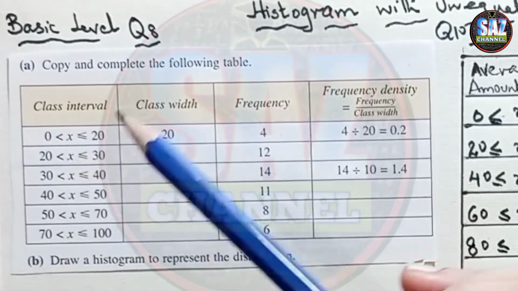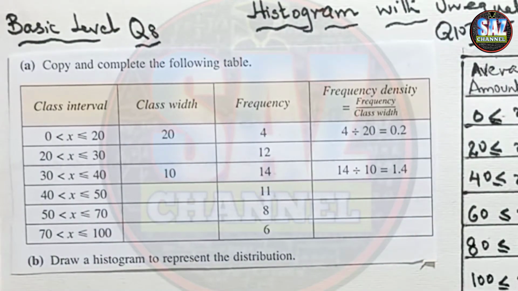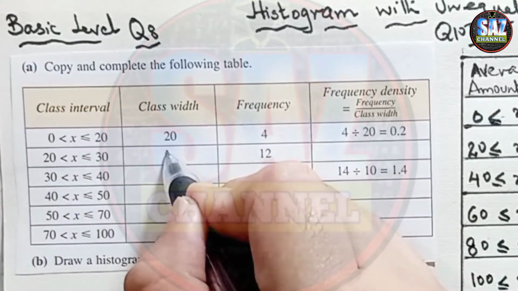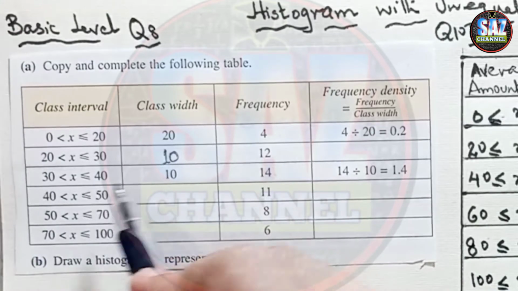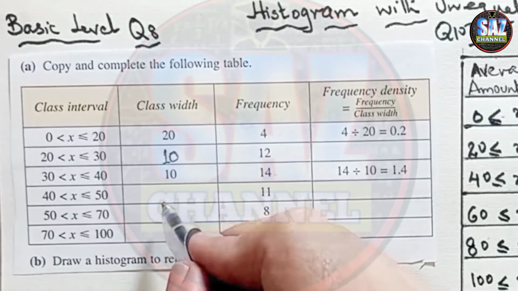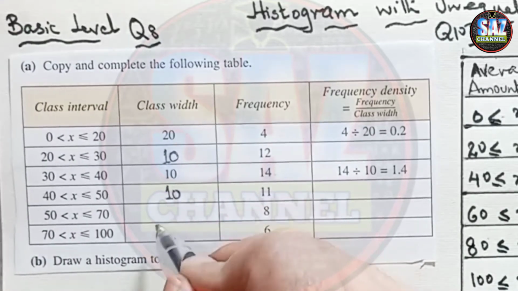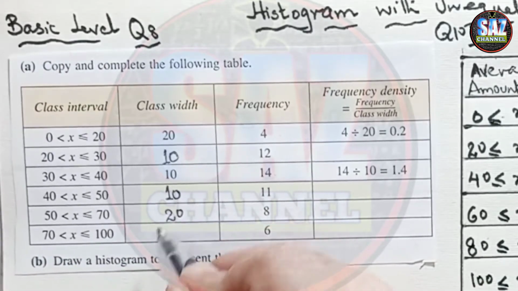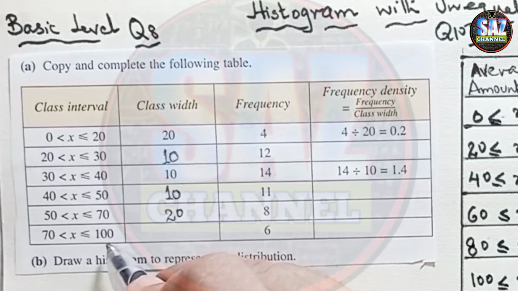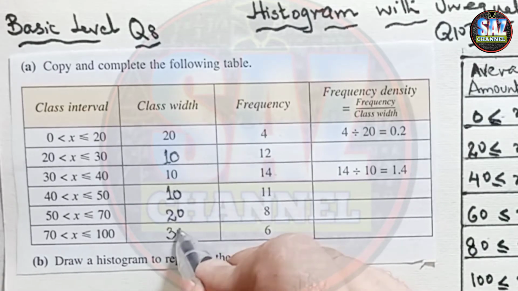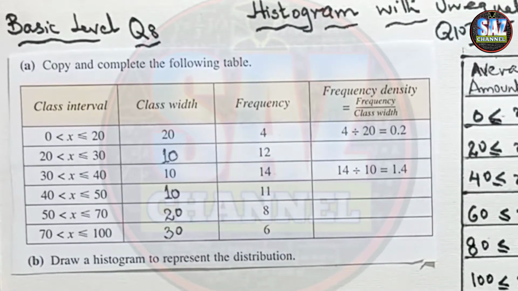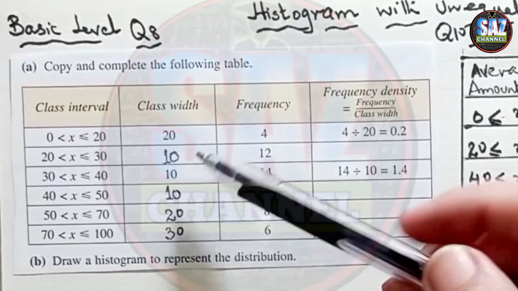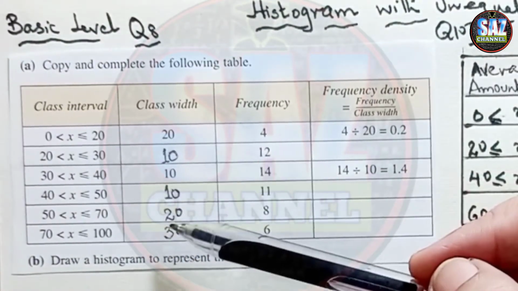From 20 to 30, the class width is 10. And then for the next class, the class width is already given. 40 to 50, the class width is 10. 50 to 70, 7 minus 5 is 2, this is 20. And 70 to 100, the class width is 30 given. Now look, the class width of all the classes is not equal, not the same.